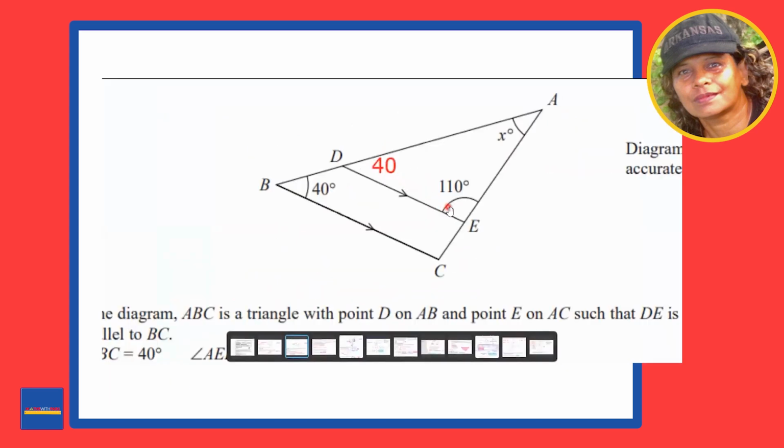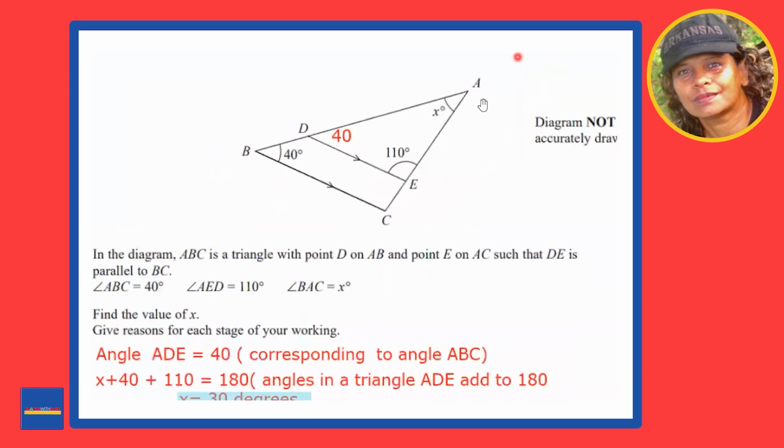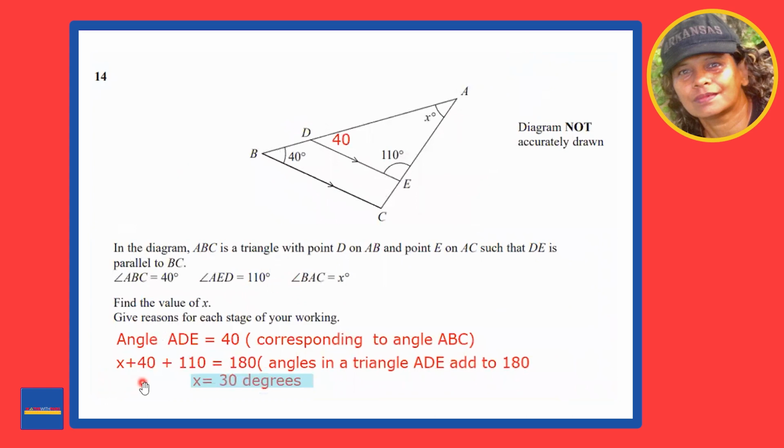And we have 40 plus 110 plus X are angles in a triangle, which means that they add to 180. So we use the fact that X plus 40 plus 110 is 180, and it's a direct calculation from your calculator to get X is equal to 30 degrees.